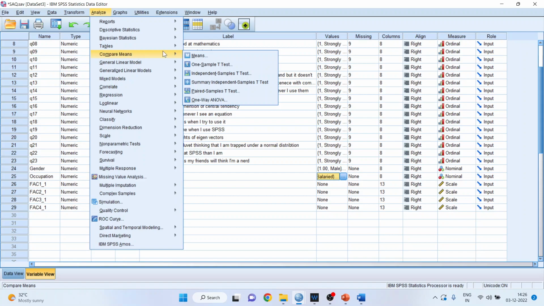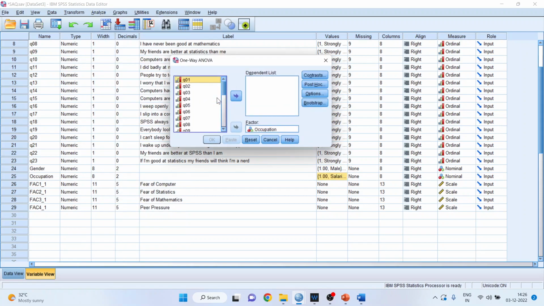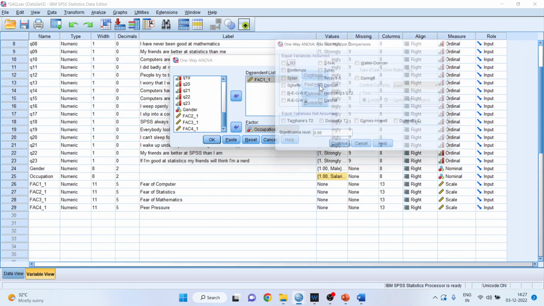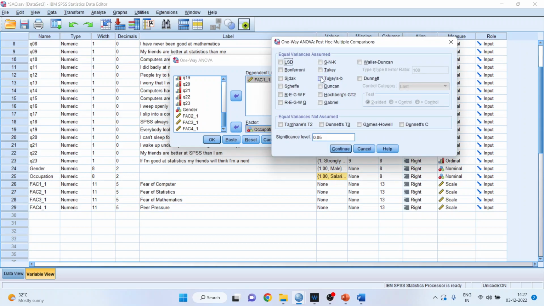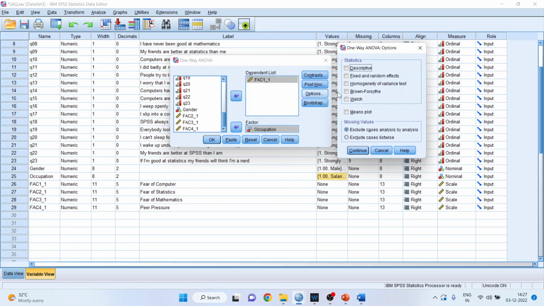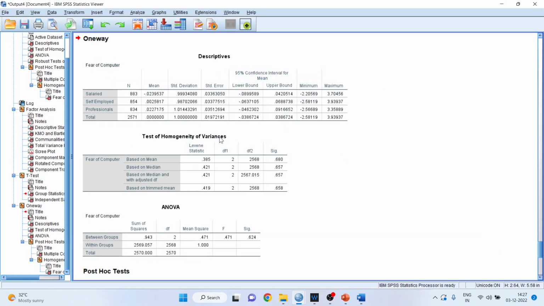Analyze, compare means, one-way ANOVA, and I'll transfer only one factor. You can transfer all the four factors also, but I'll transfer only the first factor, and that is fear of computers. Occupation. Click on post hoc, tick on Tukey's test, continue, click on options, make sure you click on homogeneity of variance test, descriptives, continue, click OK, and you got the result.